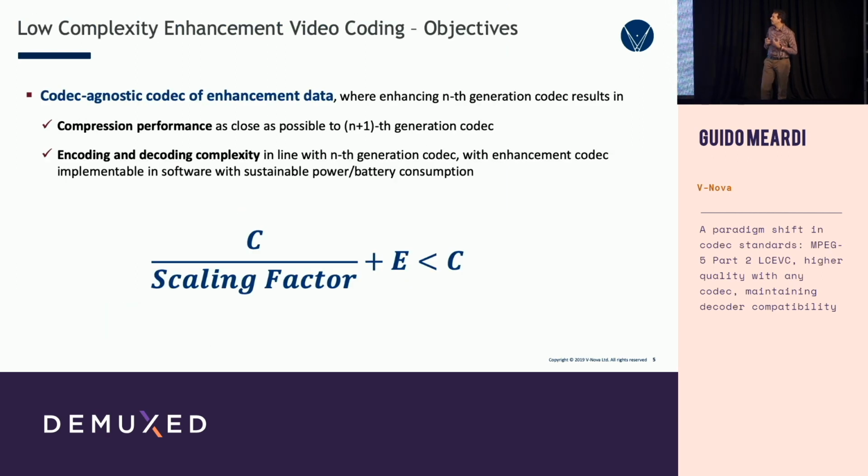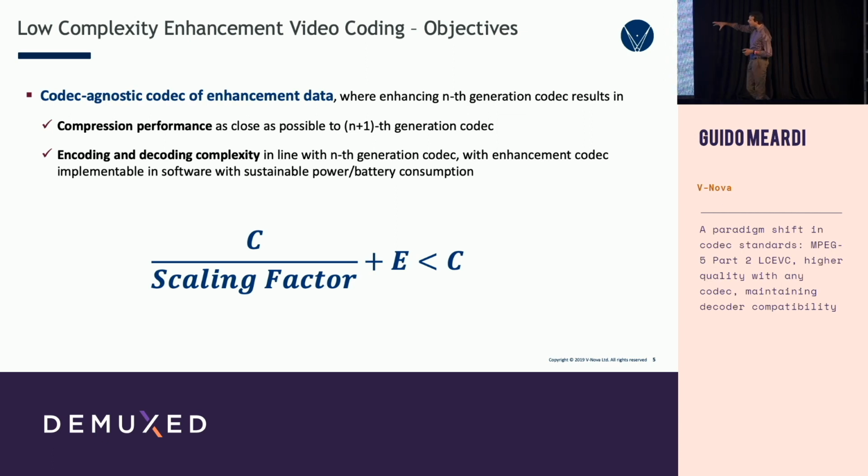And that's actually the key concept with which last year the low complexity enhancement project started at MPEG. Essentially, there was a call for evidence showing that it was possible, about 30 industry leaders asked MPEG to act on it, and so a project was launched with these formal requirements. A codec-agnostic codec of enhancement data, where enhancing an nth generation codec results in compression performance in line, or as close as possible, to the next generation, the n+1 generation codec, and overall encoding and decoding complexity that is in line, or even, if possible, lower than the nth generation codec, with the enhancement codec being implementable in software with sustainable power and battery consumption, so also on mobile devices.